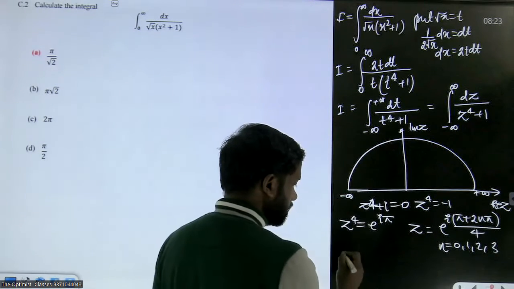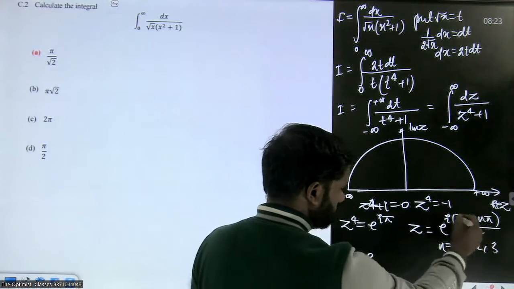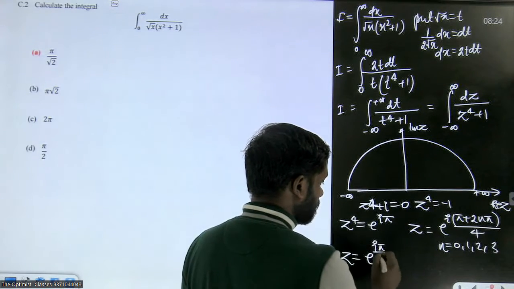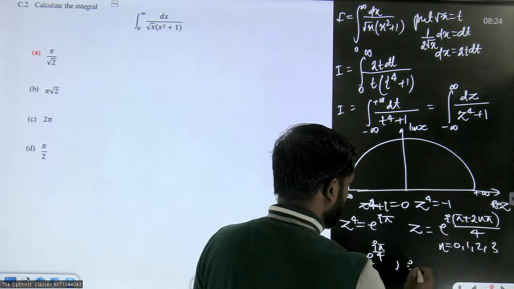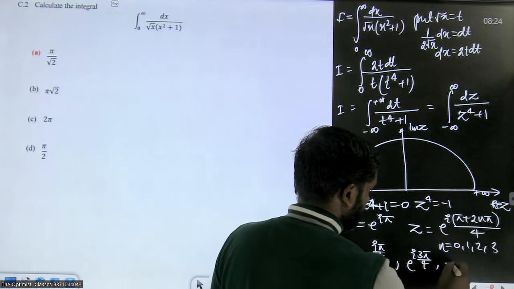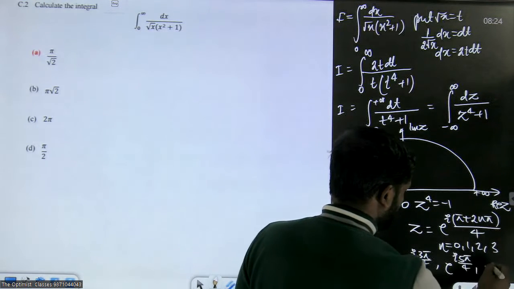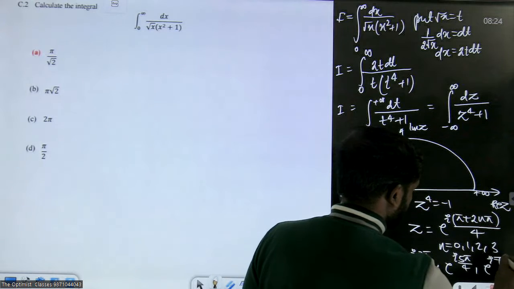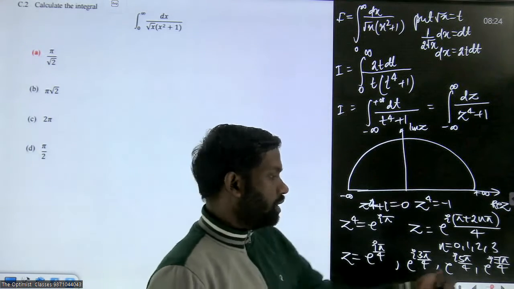So the values of z that we get: if you put n equal to 0, you get e to the power iota pi by 4. Then you put n equal to 1, you get e to the power iota 3 pi by 4, and then e to the power iota 5 pi by 4, and e to the power iota 7 pi by 4. So these are the singular points.